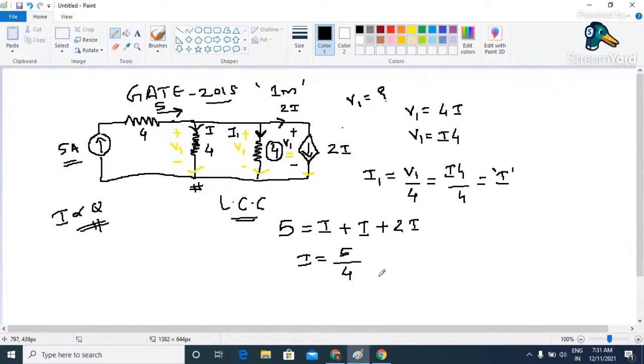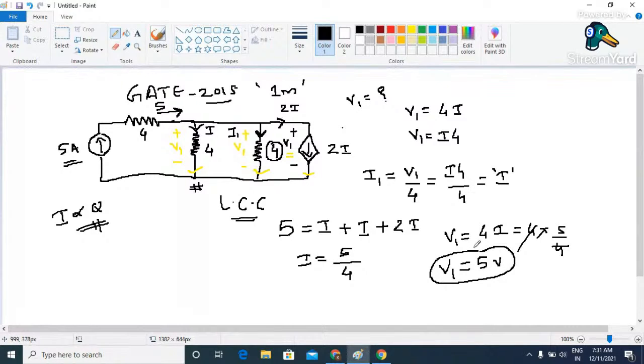Now let us try to calculate the value of this V1. V1 is going to be equal to 4 into I, and what is I? I is simply 5 by 4. So this 4 will get cancelled, and we can find V1 as 5 volts. So in this way we can solve the numerical, and once you know the value of V1, you can easily calculate the value of voltages, or you can say current, across each and every element available in this particular circuit.